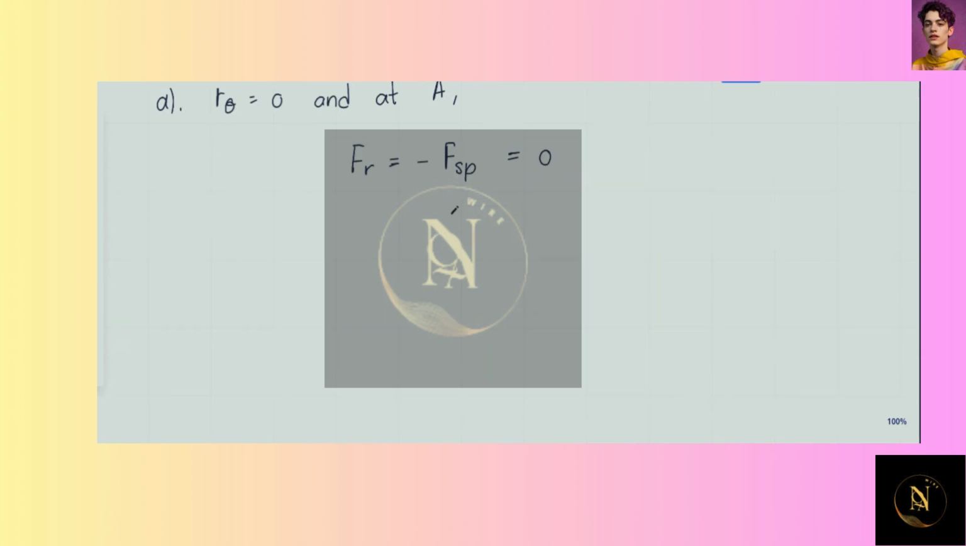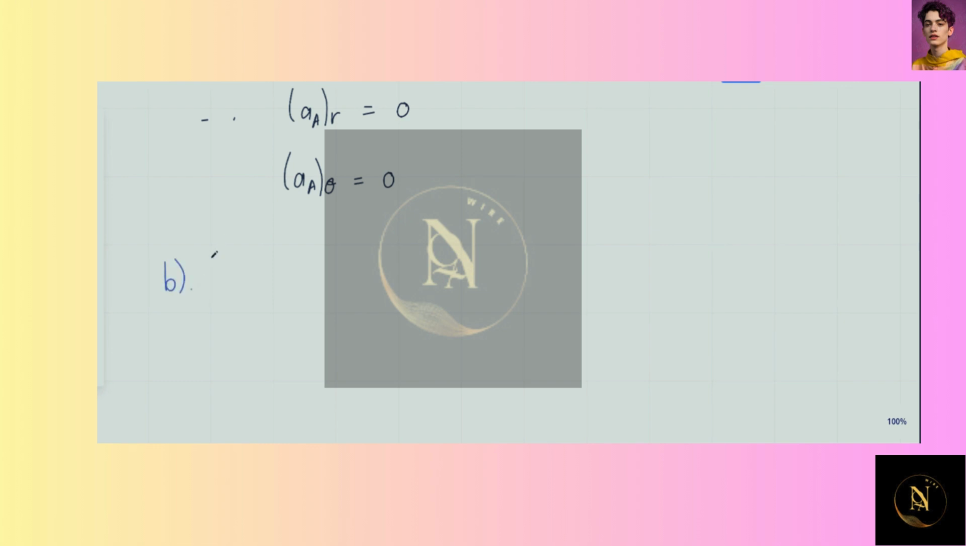So if the resultant force on the spring is 0, we have that the acceleration in either component is both 0. So the radial component of the acceleration of the collar at A is 0, and the theta component of the acceleration of the collar is also 0. So there is no acceleration of the collar at this point. So that's our first answer, our answer for part A.